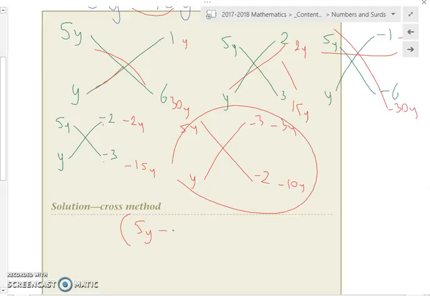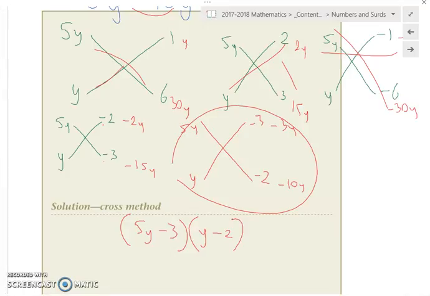Which ones are multiplying together? The 5y and the minus 2, right? Do that one and that one ever multiply together? So this must be the minus 3, and that must be the minus 2, because that term and that term never multiply together. And we don't want them to multiply together. We want the 5y to be timesing by the minus 2, and we want the y to be multiplying by the minus 3.